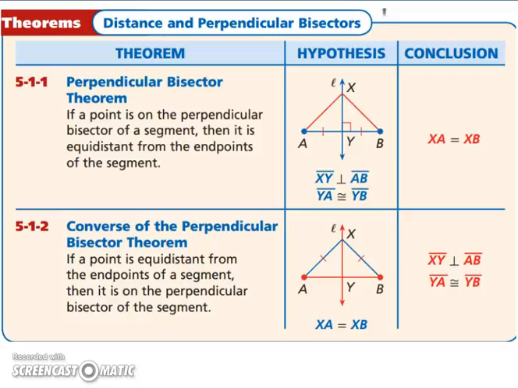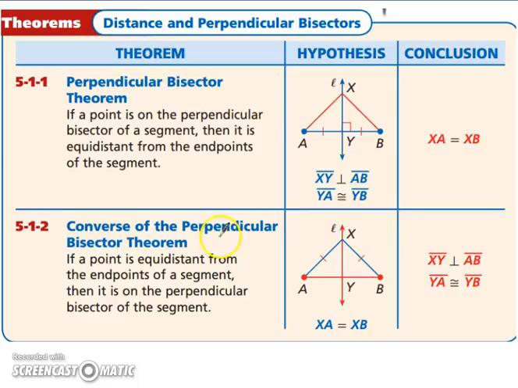If a point is on the perpendicular bisector of a segment, then it is equidistant from the endpoints of the segment. So, let's look at point X, and we have the perpendicular bisector here of AB. We know that XA is going to be equal to XB. So XA and XB will be equal.